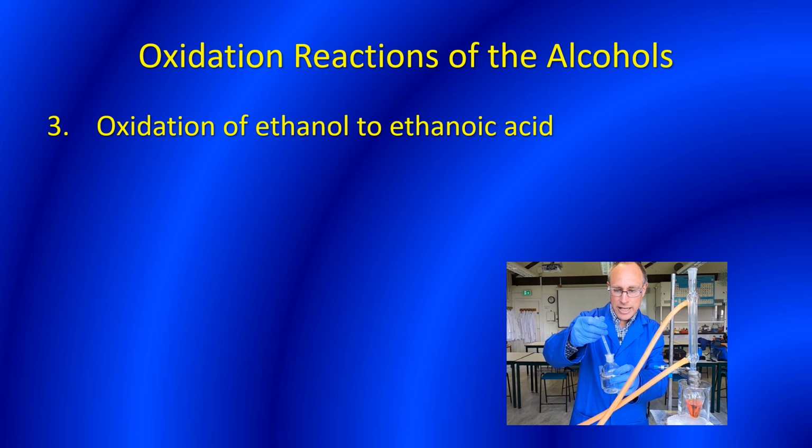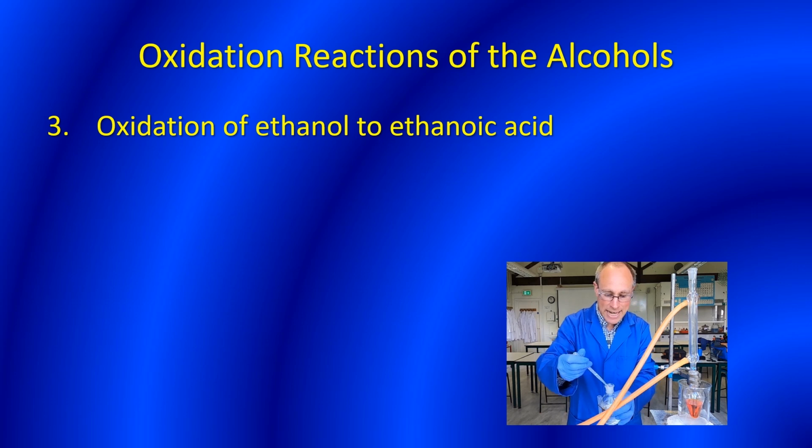The third reaction is another oxidation reaction of ethanol to ethanoic acid, but this time it uses an oxidizing agent called potassium dichromate mixed with sulfuric acid. And watch a short video clip here to explain that reaction.